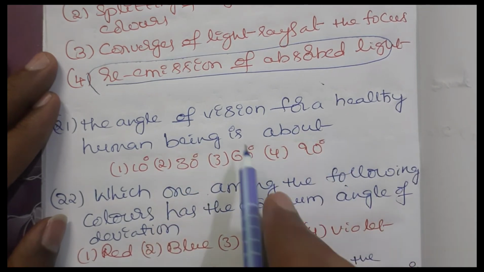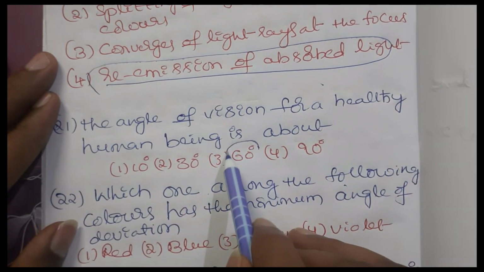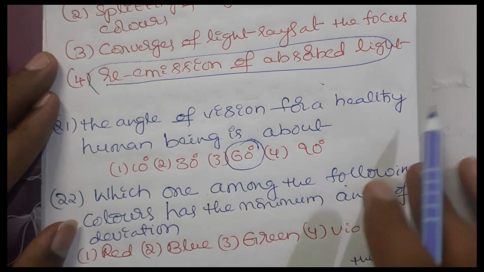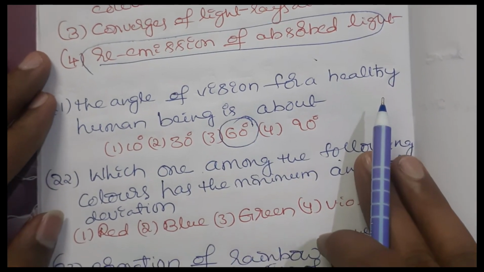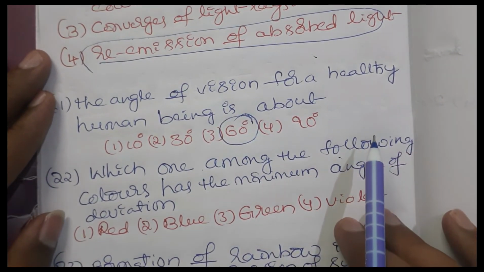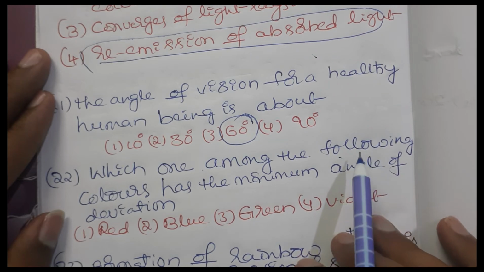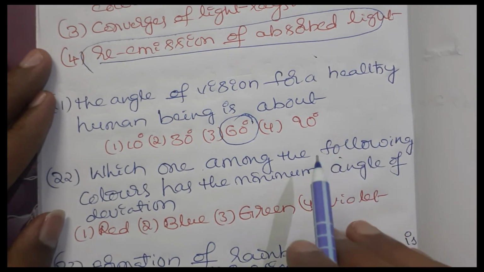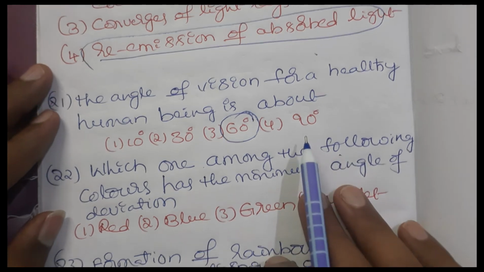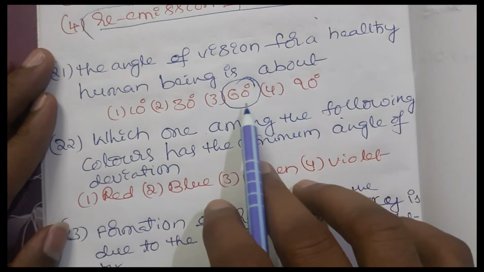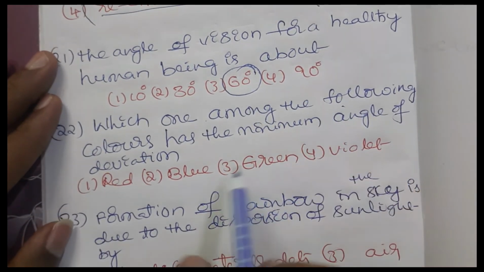The angle of vision for a healthy human being is 60 degrees, at which we are able to see the whole object from top to bottom. When it is more than 60 degrees, we can see only a part of the object. When it is 60 or lower than 60, we can see the whole object from top to bottom. So the angle of vision for a healthy human being is 60 degrees.